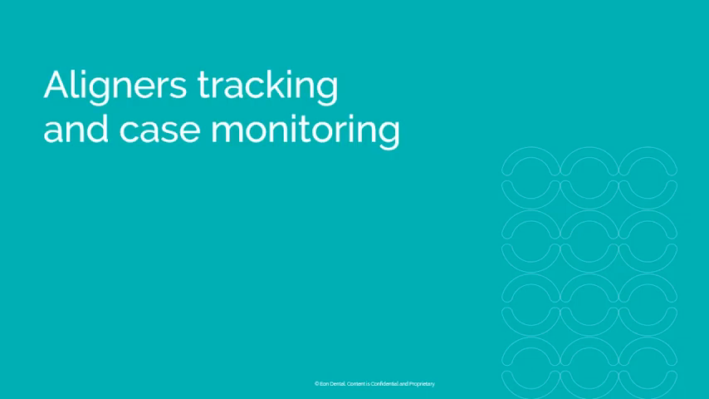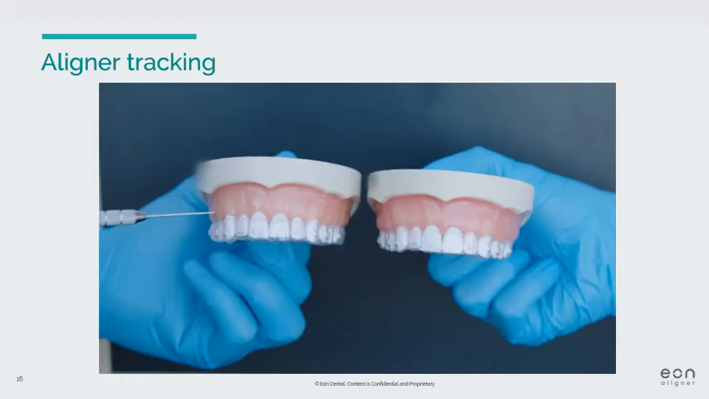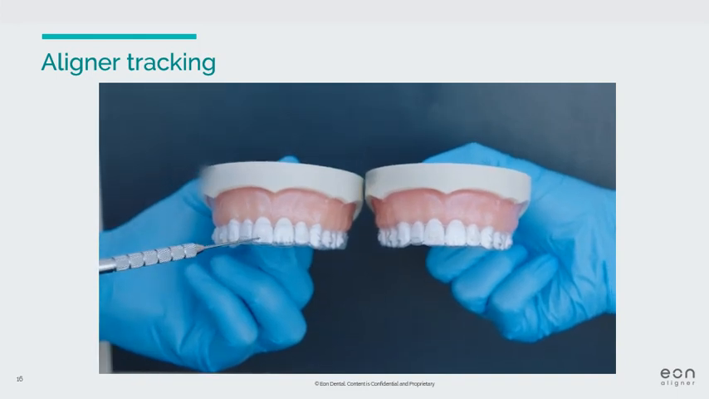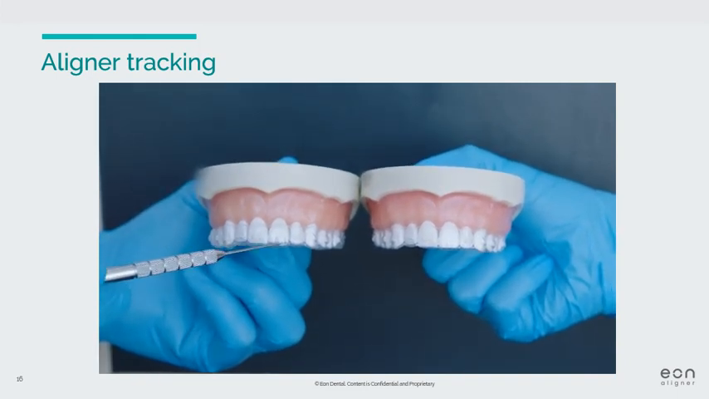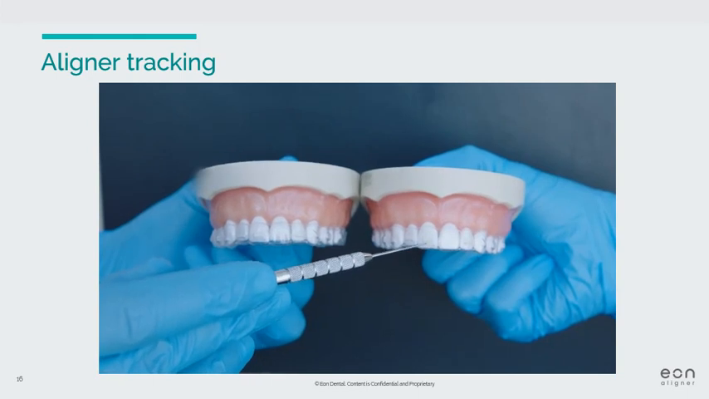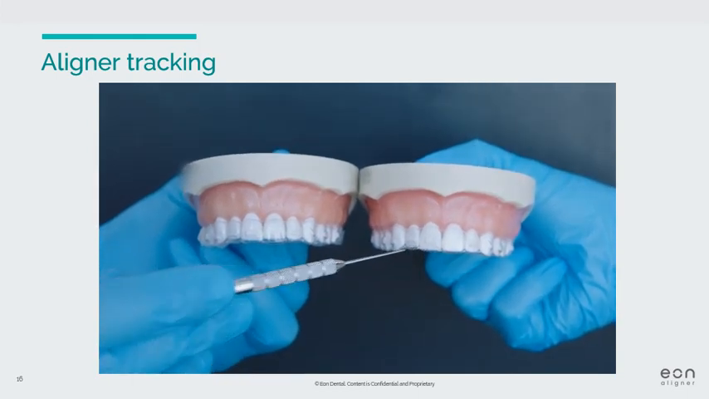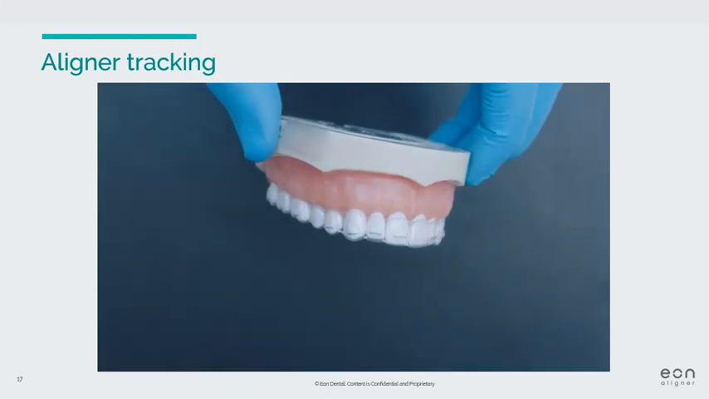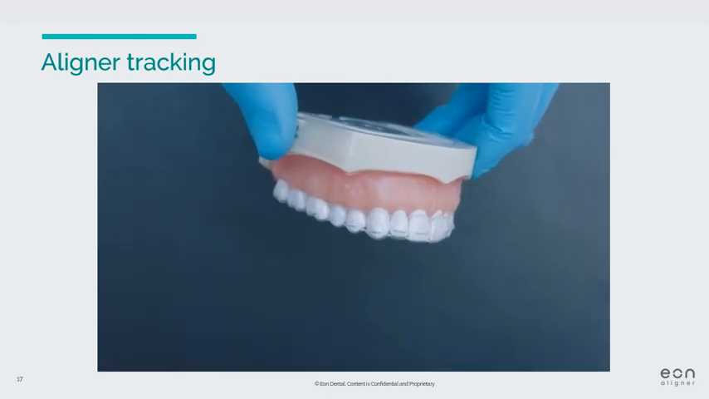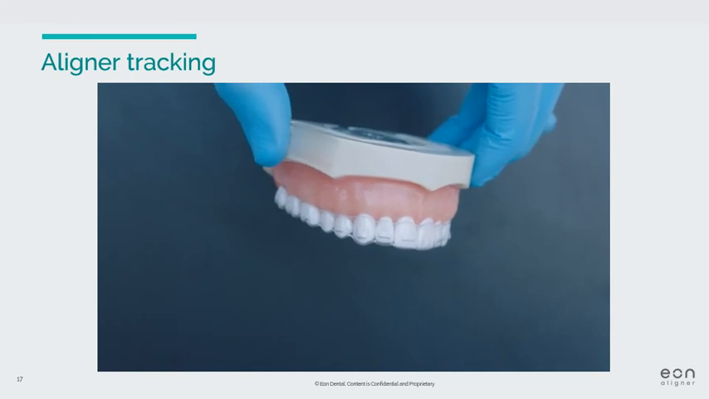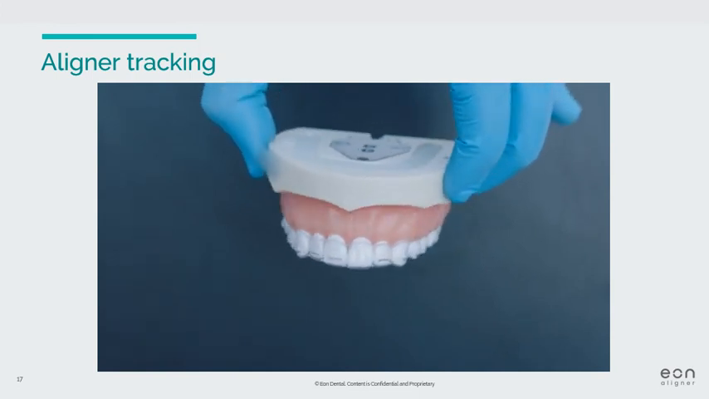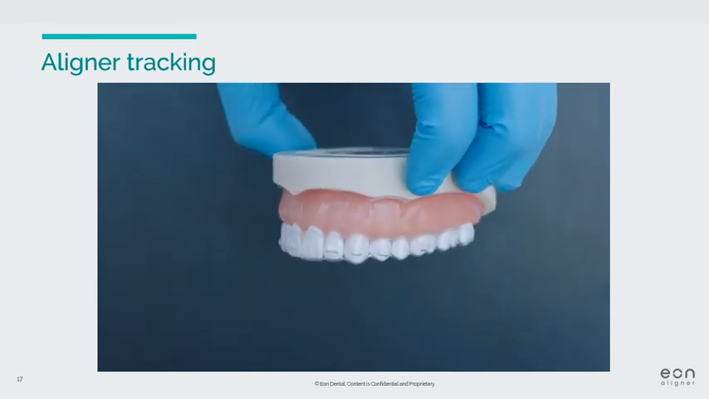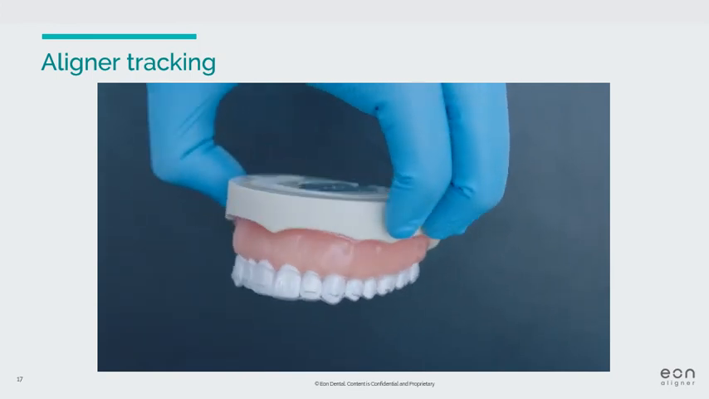Moving on to aligners tracking and case monitoring. It is important to check the fit of the aligner on the patient's teeth during each follow-up visit and educate the patient on how to differentiate between a good-fitting aligner and a poorly fitting one. A good-fitting aligner fits tightly on all the teeth, with no gaps between the aligner and the incisal or occlusal edges of the teeth, as shown here. This is an indication that the movements are tracking as planned.